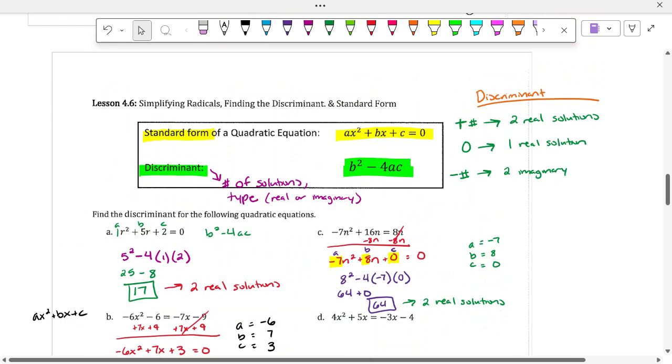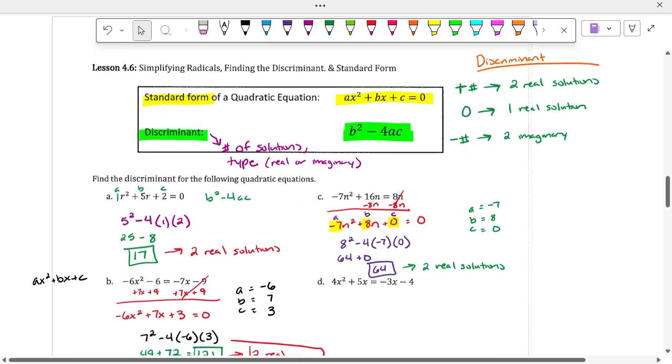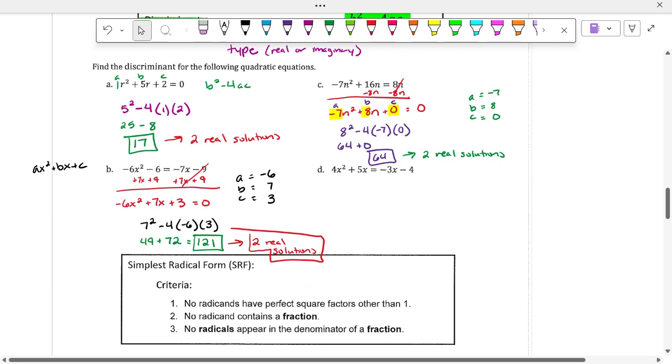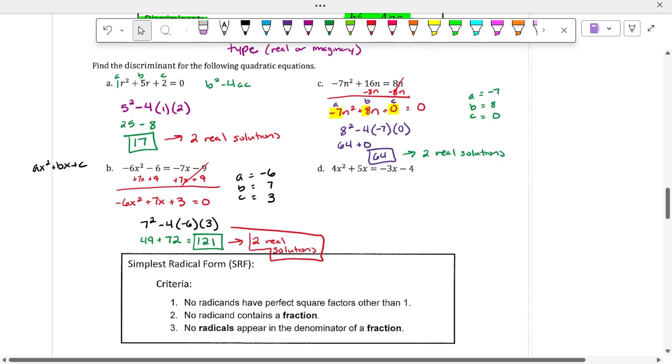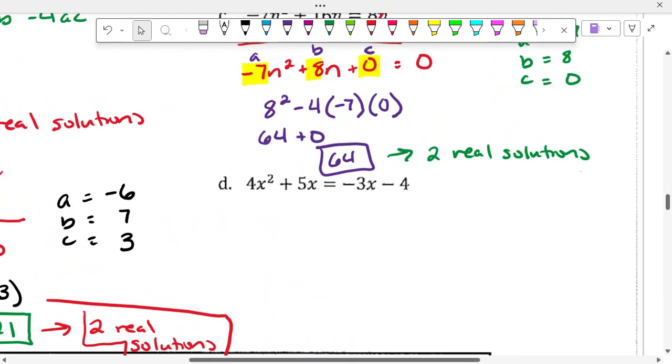So how does everyone feel about finding discriminants? You guys feel pretty good about that? Does anyone need me to do letter D for an example with discriminant? Speak now, forever hold your peace. Yes? Okay. All right. So I'll do this last problem for discriminant just to review.